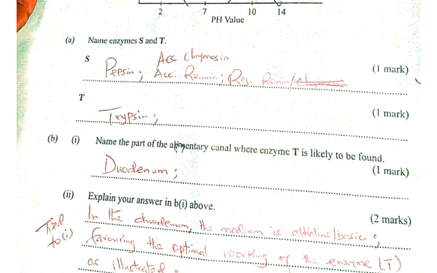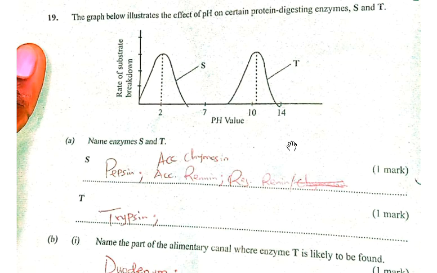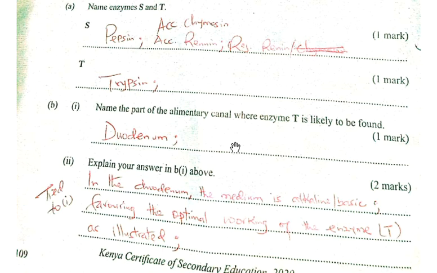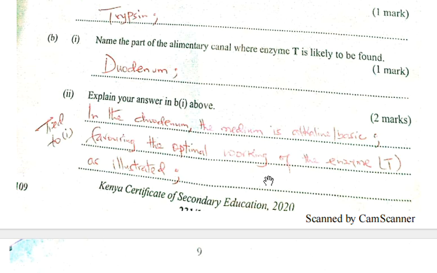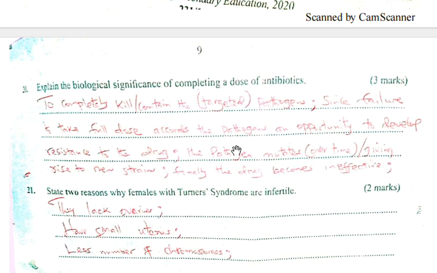Part B, Roman 1, name the part of the alimentary canal where enzyme T is likely to be found. That is trypsin, and that is the duodenum. And the reason in the duodenum, the medium is alkaline or basic and favors the optimal working of enzyme trypsin or enzyme T.